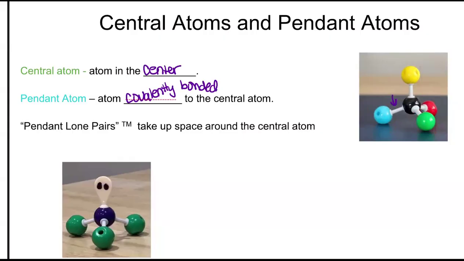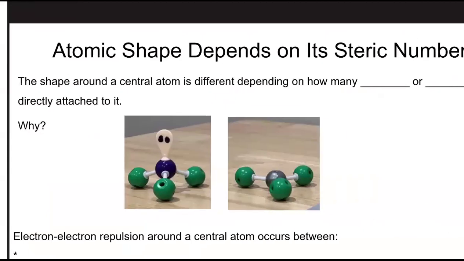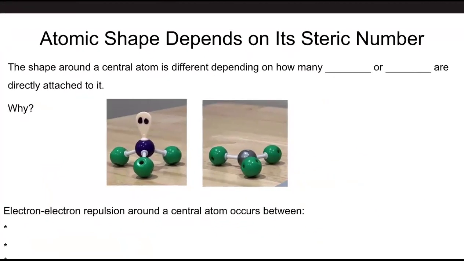Pendant lone pairs, that's not really what anybody calls them, but I like to call them pendant lone pairs because they are attached to the central atom, and they also take up space. So it's really important to recognize what's directly attached to the central atom, because the more things I have attached, that's going to change the way these atoms are arranged in space. Okay, so the atomic shape, what it looks like in space, depends on how many electrons. Actually, let's say how many lone pairs.